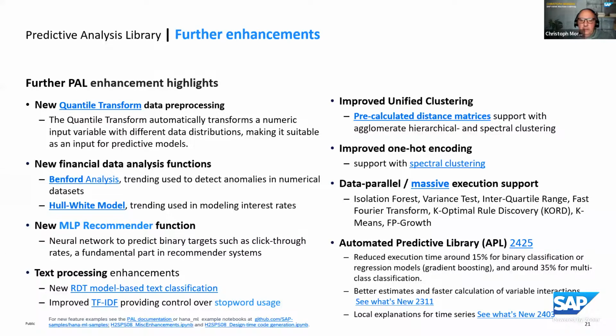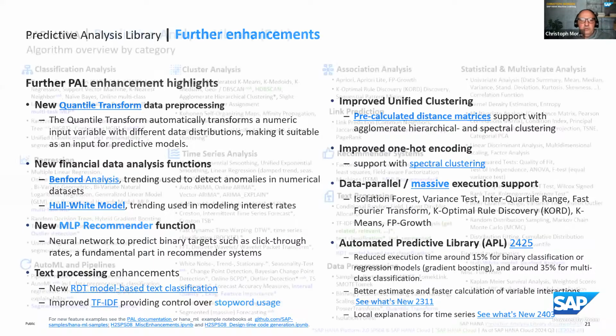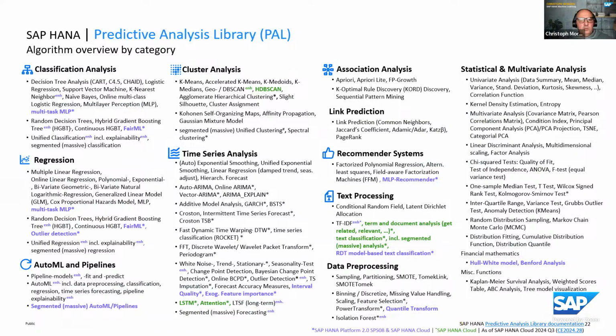The automated predictive library 2425 is supported with SPS 8, and it brings a set of features since the release of the APL library for SPS 7 in performance and in calculating variable interactions, as well as also local explanations for time series models. And the overall kind of function map here for the predictive analysis library in violet here highlighted what's the enhancements here for SPS 8.